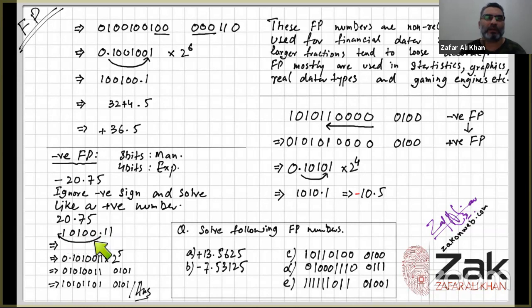Then we move the point all the way towards the left. This would become 0.1010011. And how many times has the point moved? 1, 2, 3, 4, 5. So this would become into 2 to power 5. Once that is done, we will remove this point and the multiplication by 2. We will be saving only 0, 1, 0, 1, 0, 0, 1 as the mantissa, and with a space to distinguish the mantissa from the exponent, we will put 0, 1, 0, 1 as the binary of the integer 5.